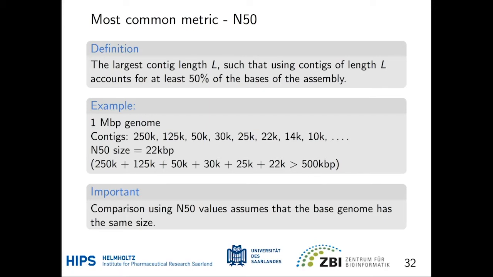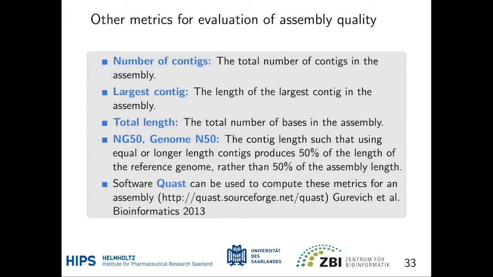When comparing different assemblies with N50, we assume that either the assembly covers the whole genome or all assemblies have the same length. Other metrics that can be used are, for example, the number of contigs. Obviously, it is better to deal with assemblies with fewer, larger contigs. So the size of the largest contig is also a metric that can be used, as is the total length of the assembly, the total number of bases in it.